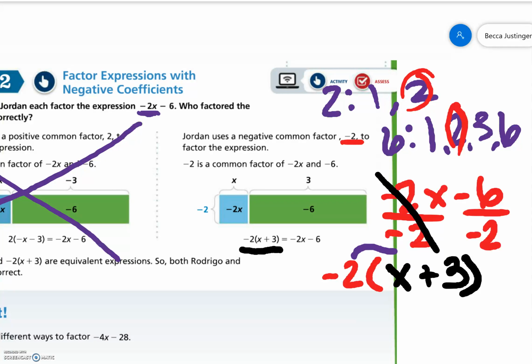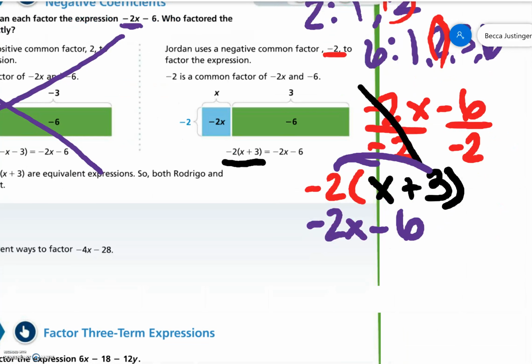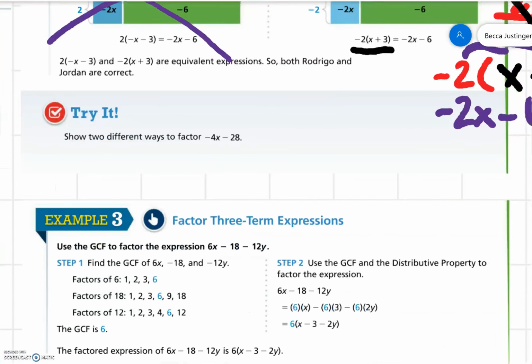Remember, we can check by distributing. Always check. Negative 2 times x is negative 2x. Negative 2 times positive 3 equals negative 6. That's our original expression. Now, if you weren't to divide out the negative 2, you might mix up something with the signs. So that's why checking is important.